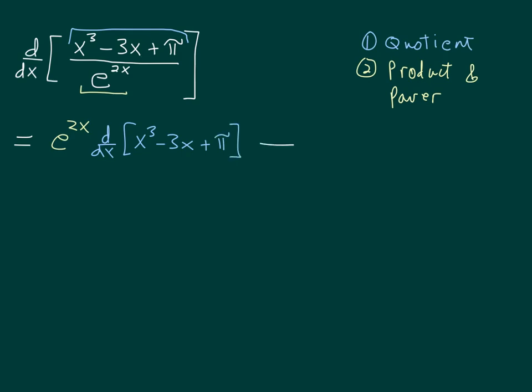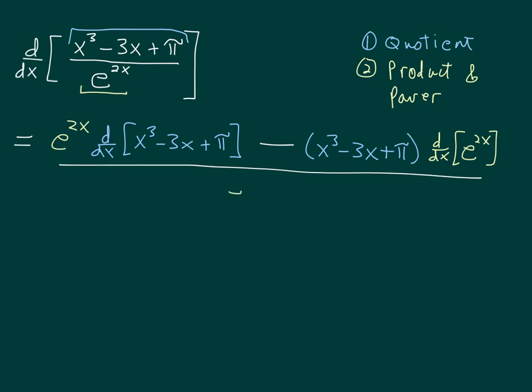from which we're going to subtract high d low. So our high function is, once again, that polynomial x cubed minus 3x plus pi. And our lower function is the derivative of e to the 2x. Okay? We divide this whole thing by e to the 2x as a quantity squared. All right, so once again, we have low d high minus high d low over low squared. This is our quotient rule.